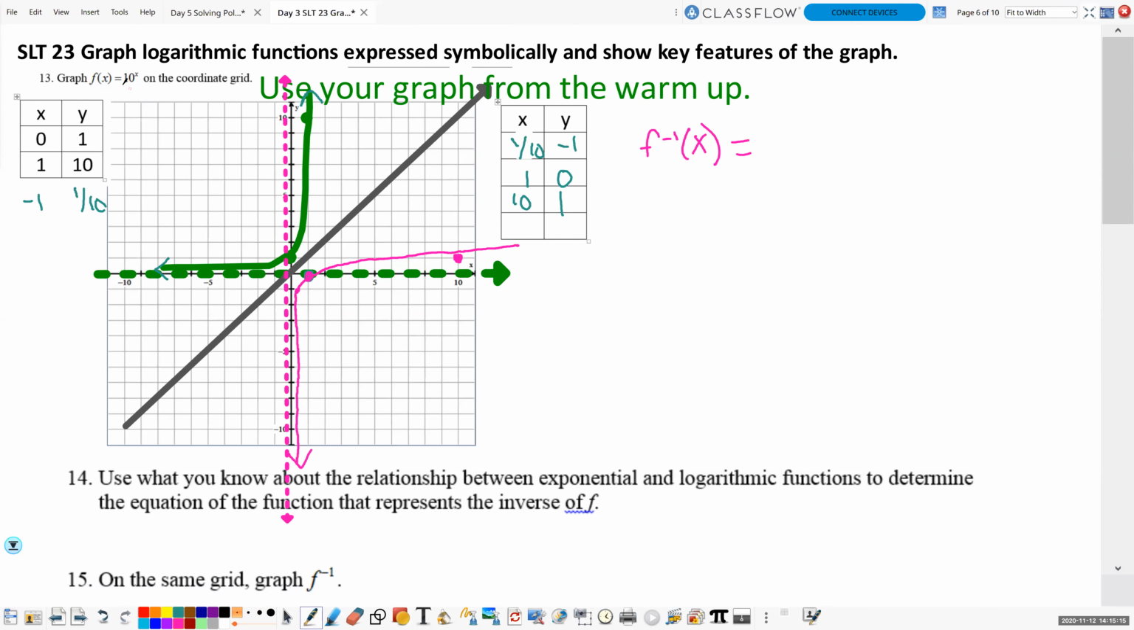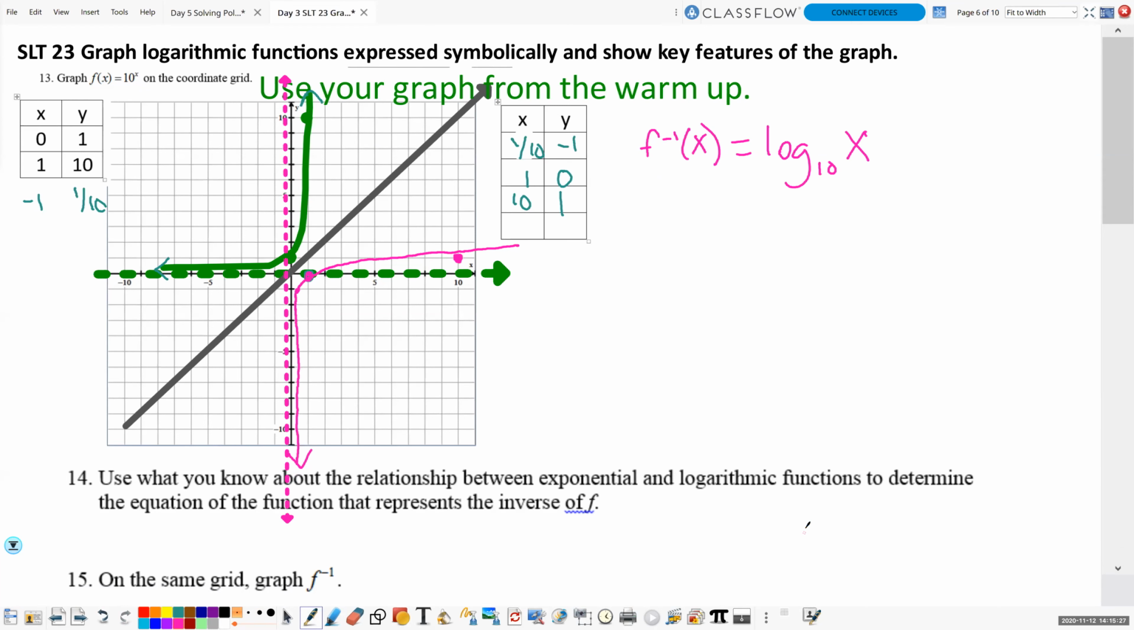If the base of the exponential is 10, the base of the logarithm is also going to be 10. This has a special name. We talked about it yesterday. I need a smart person to unmute themselves. What do we call it when it's base 10? The common base.